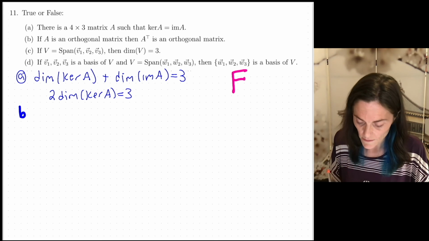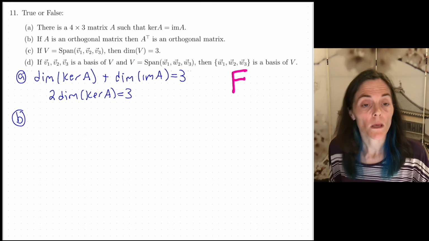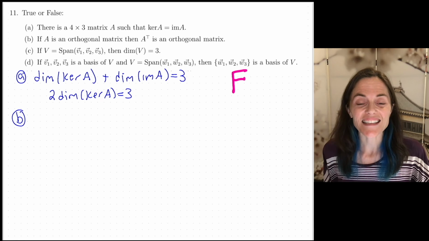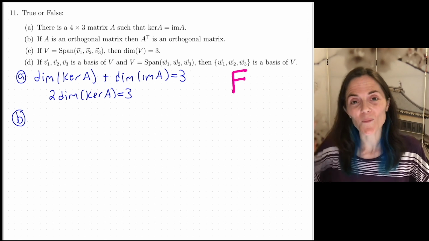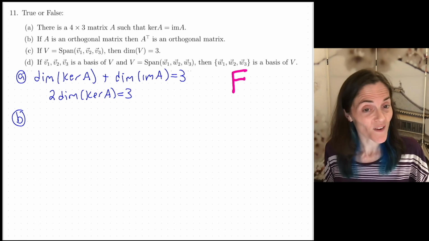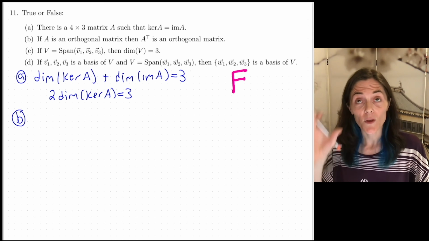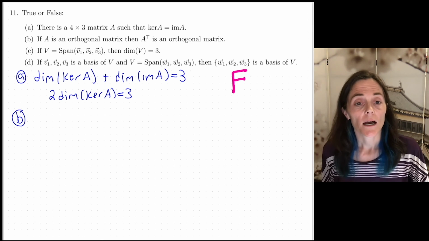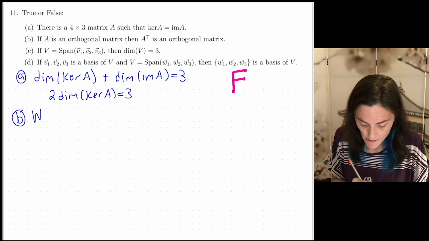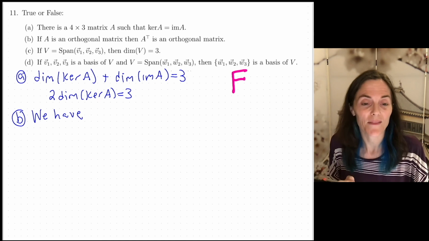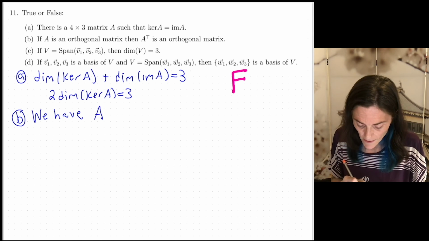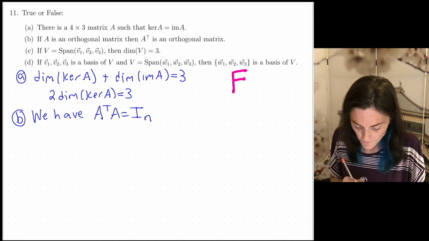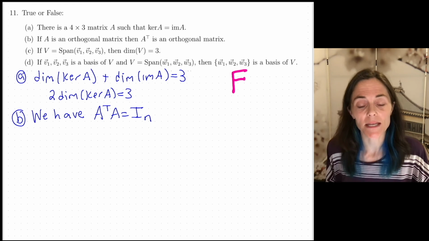We move on. Letter B. If A is an orthogonal matrix, then A transpose is an orthogonal matrix. Well, this is a fun question because we have multiple ways to think about orthogonal matrices. First of all, they are n by n, and their columns form an orthonormal basis for R n. Now, another characterization is the following, and this might be the way that I think about this problem. We have that A transpose A is the n by n identity, and A is, of course, square. This is equivalent to being an orthogonal matrix.